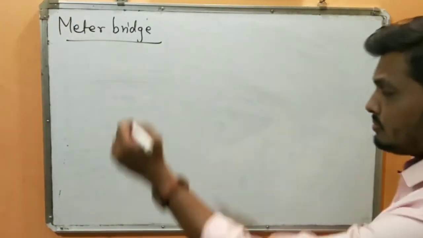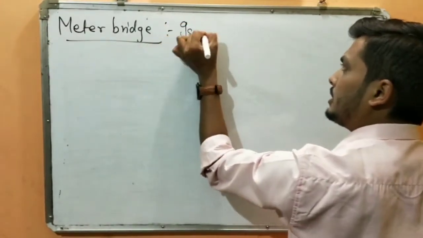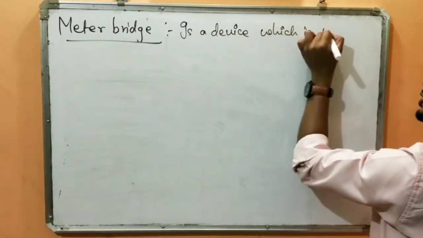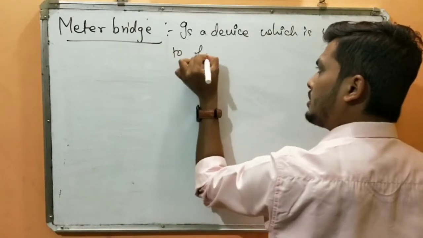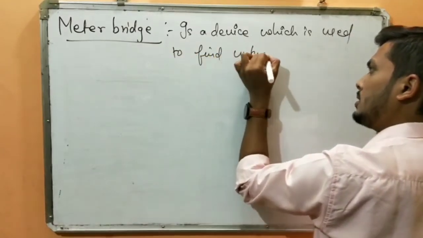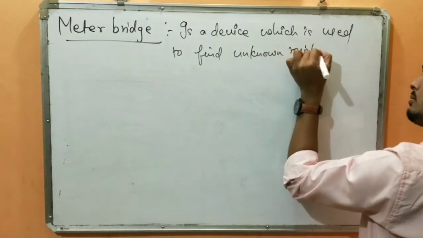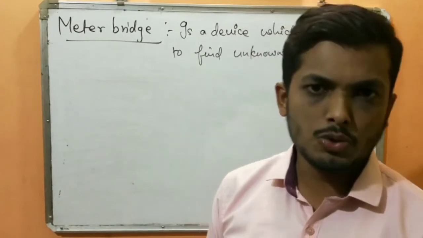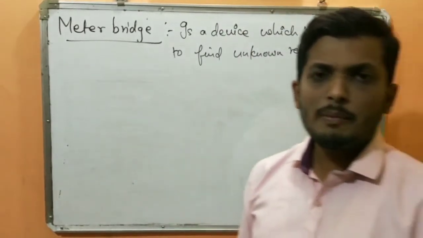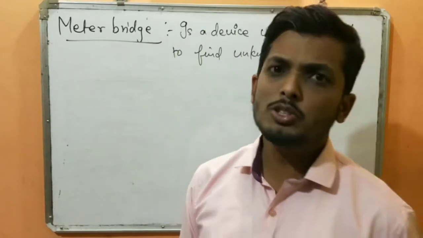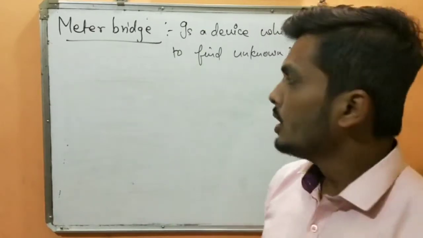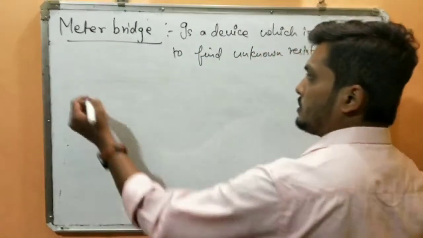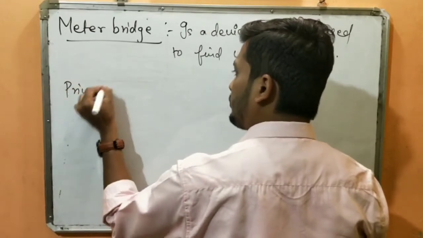Now, meter bridge is a device which is used to find an unknown resistance. The good thing about the meter bridge is that you will be doing this in the practical also. So today try to visualize and imagine how a meter bridge actually looks, and once you do the practical, things will be quite clear to you. So it's a device used to find the unknown resistance, and we know the principle: obviously it works on the balance condition of the Wheatstone network.